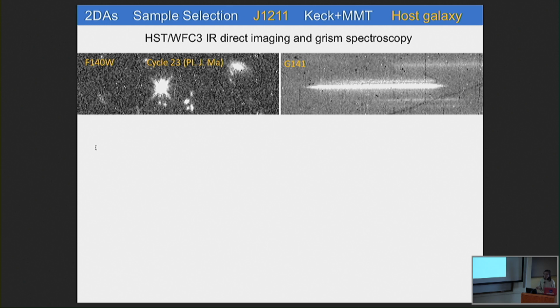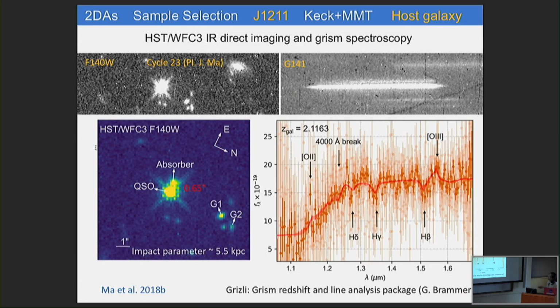So I proposed HST direct imaging and grism spectroscopy to look for the host galaxy of the strong 2175 absorber I just showed you. This is a quasar image. If we take a closer look, a companion very close to the quasar sightline is revealed, only 0.65 arcseconds away, and its spectrum is also detected. So I extracted the spectrum and performed template fitting to determine the redshift. This redshift is in excellent agreement with the absorption redshift. So we have confirmed the host galaxy of a 2175 absorber at high redshift for the first time.